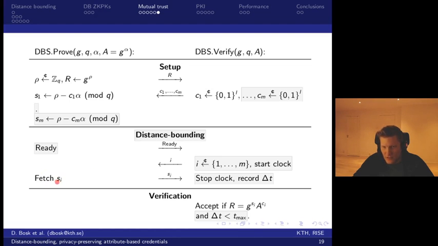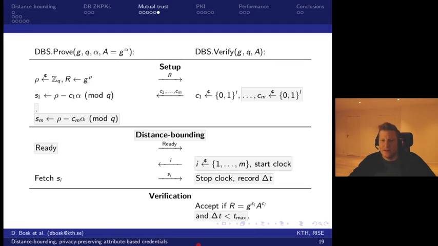The prover now just fetches one of these pre-computed responses, which is just a memory access, which is on the order of magnitude that we are interested in, sends the reply, and the verifier will stop the clock and record how long it took. Now the verifier will accept if it's correct, and the time it took is within the given limit. So those are the small changes that we needed to make.